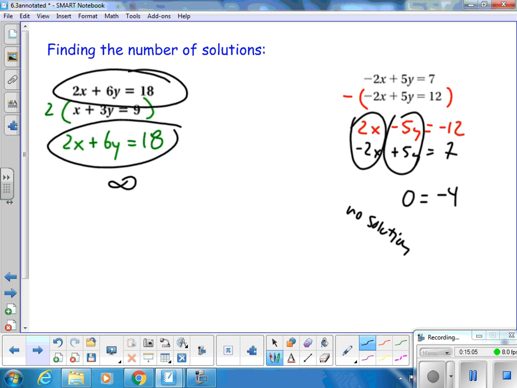So in an infinite number of solutions, they would match. You could also run into a situation where if you play it out like this and you end up with like 4 equals 4 or 16 equals 16, those would also communicate to you that it's an infinite number of solutions. All right. I think that should be good.